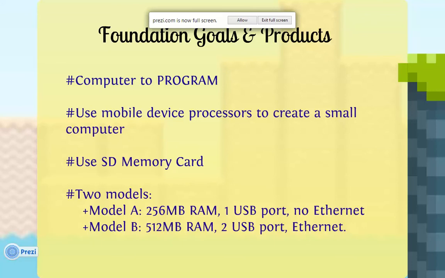So with the relative inexpensiveness of mobile device processors, they said, okay, we'll use that and create a small computer using an SD memory card as its form of memory. And they created 2 models. They geared, in their mind, Model A more towards the educational sector, therefore not needing internet, and Model B more towards home use, so that kids could have a computer at home and not have to worry about tanking mom and dad's work laptop or the home computer.